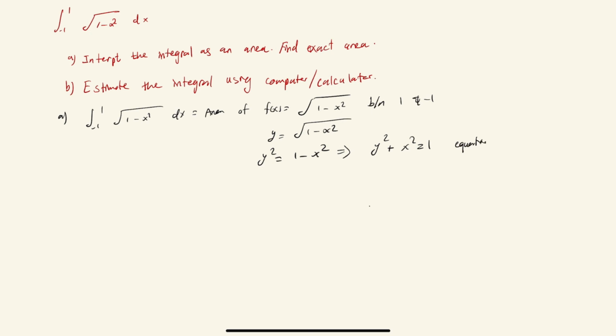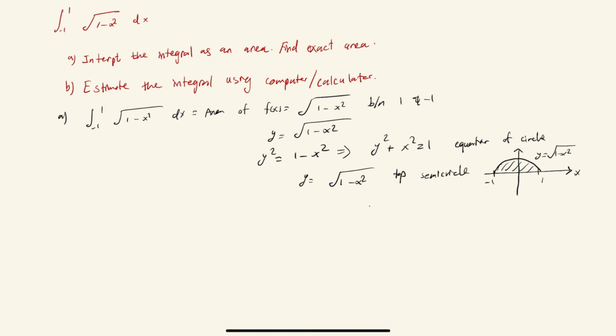However, the given function is the square root of 1 minus x squared. This is positive. That just means this is the top half of the circle. So, the graph of this function is just the top half of a circle going from -1 to 1 with a radius of 1. So, the definite integral here is just the area under the curve. Here, the area of the top half of the circle.